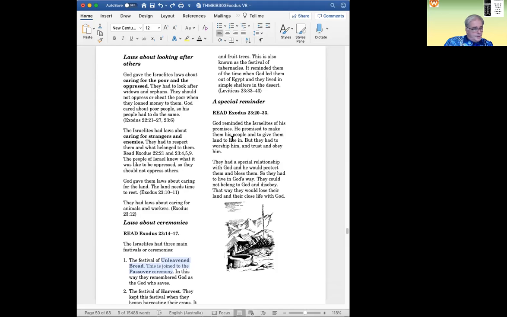There's a special reminder in Exodus 23. And I'm just trying to remember the promises and instructions. And it's about them being led. He promises again to make them his people and to give them land to live in. But they had to worship him, trust him, and obey him. And worship amongst the people is the focus of the next lesson. You know, the reminder that they've got a special relationship with God, that God would protect and bless them. So they had to live God's way in response.